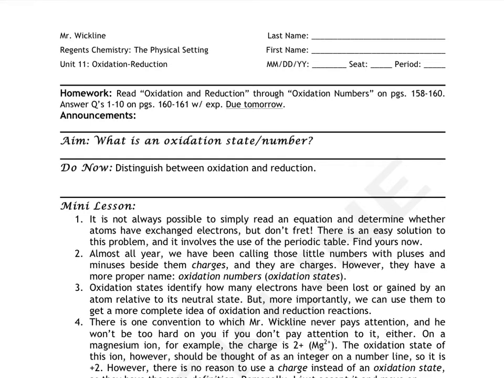Hello all, in this lesson we're going to be studying oxidation states, and our aim is: what is an oxidation state, or what is an oxidation number. The homework associated with this lesson is 1 through 10 on pages 160 to 161. We'll work on that in class tomorrow.